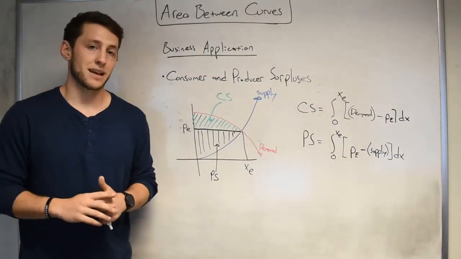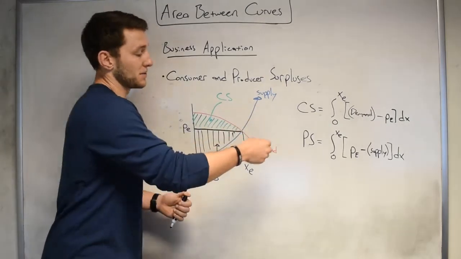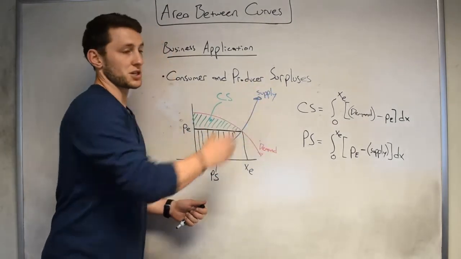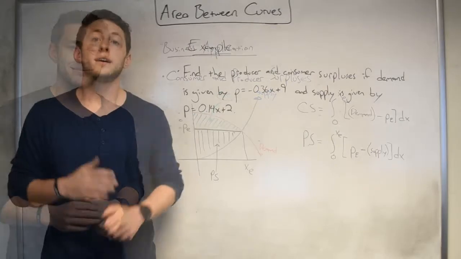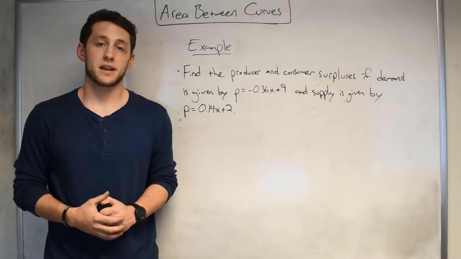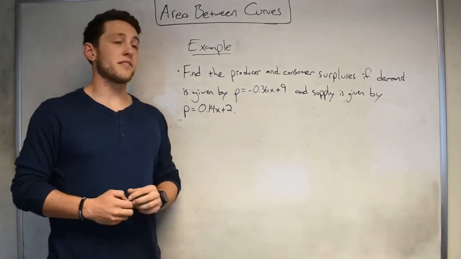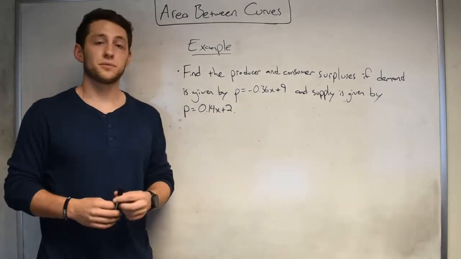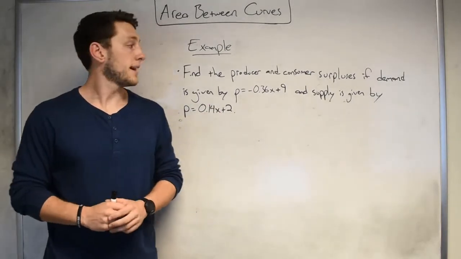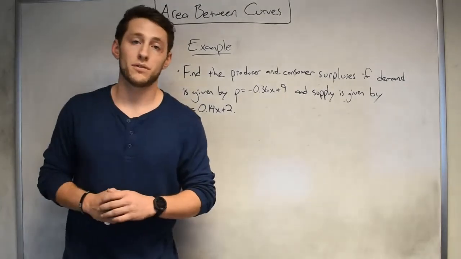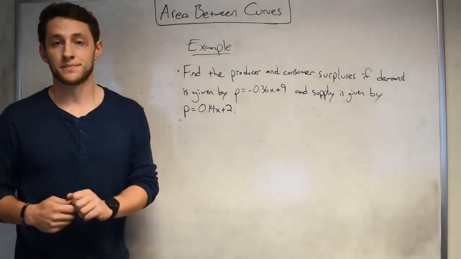Let's go ahead and see some examples where we actually give some mathematical definitions to a demand function and a supply function. Let's consider the following example. Find the producer and the consumer surpluses if demand is given by P equals negative 0.36x plus 9 and supply is given by 0.14x plus 2.